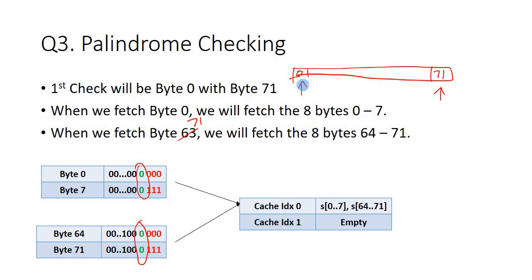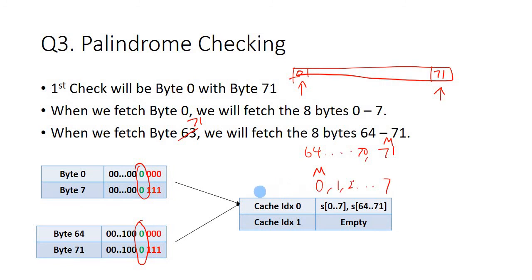Both of them map to cache line 0, which means what? When I initially execute the instruction load byte for byte 0, I will have 0, 1, 2 all the way to 7 here, and this is a miss, correct? And after that, I have another load byte for byte 71, so 71, 70 all the way down to 64. And this will also be a miss, because I have to replace this cache line now. And because I replace the cache line, what happens? 1 to 7 also were replaced.